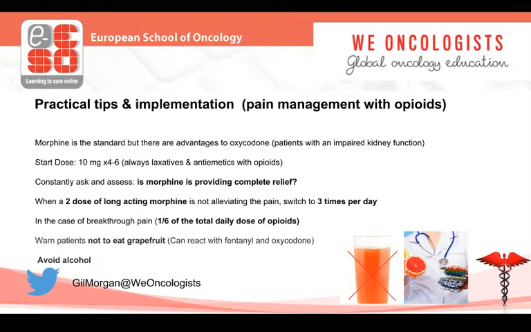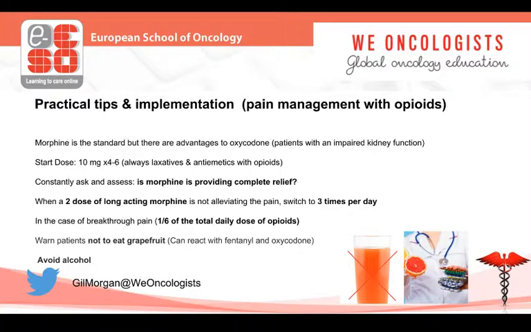Now I would like to go through some practical tips on how pain management can be implemented. Morphine is a standard treatment, but there are some advantages to using oxycodone, such as in patients with impaired kidney functions. The start dose of morphine is 10 milligrams times 4 to 6. Remember to always prescribe laxatives and antiemetics alongside the first time setting of opioids.